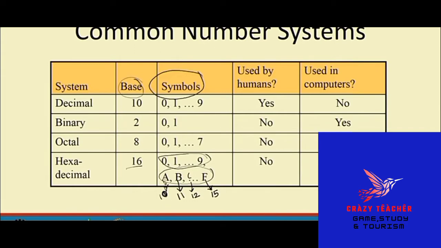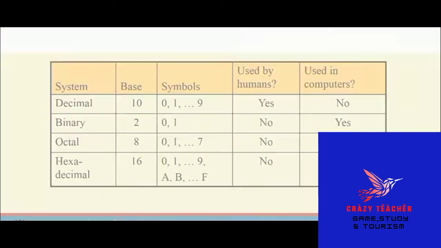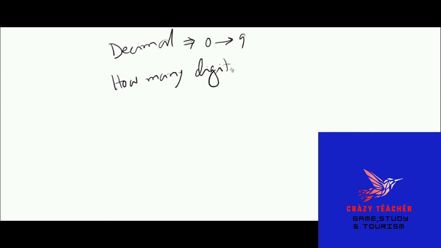The next thing we need to understand is that whenever you are representing some number, you have to tell how many digits you are allowing for the numbers. Say I have the decimal number system. As soon as I say decimal, I know that the digits I can have are 0 to 9. The next question is how many digits I can use for a number.